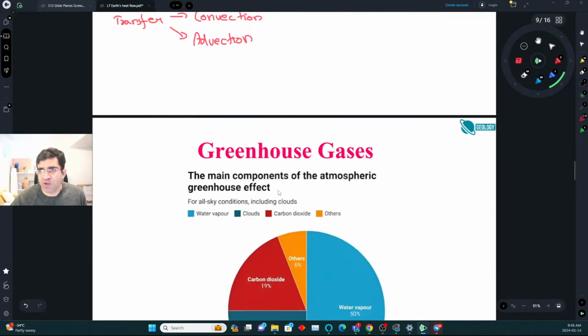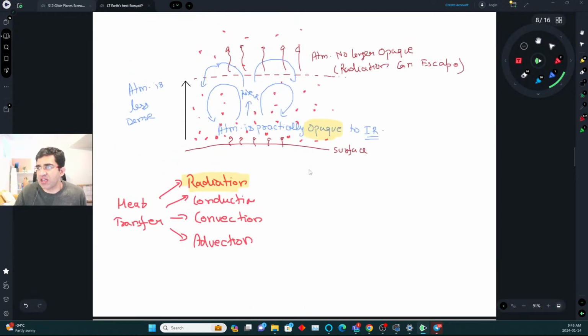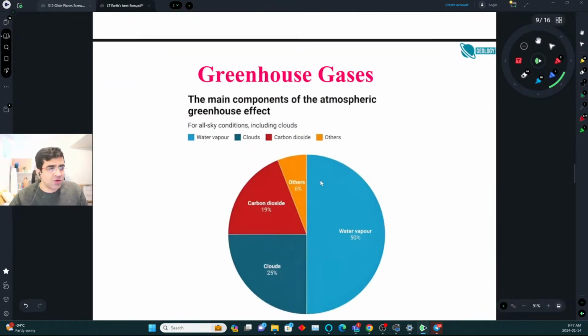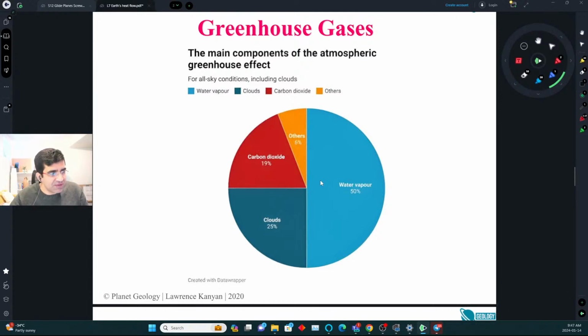Yes, sir. Okay, so now what are these greenhouse gases? First of all, which is the most important greenhouse gas on Earth? Carbon dioxide. Anyone else? H2O, water vapor. The most efficient greenhouse gas present on Earth is water vapor. Carbon dioxide is important, but not as important as water vapor.